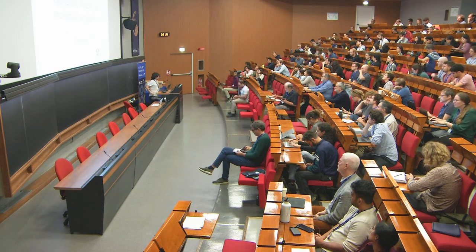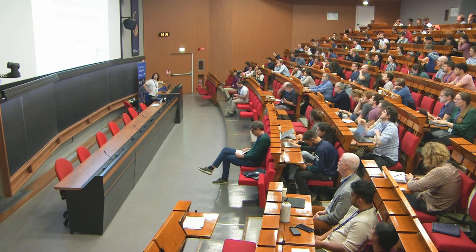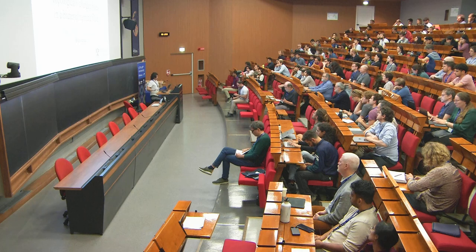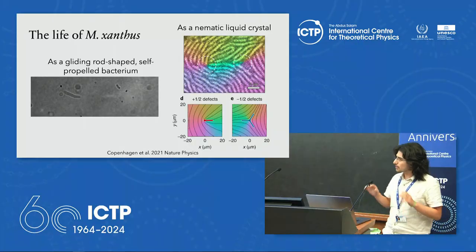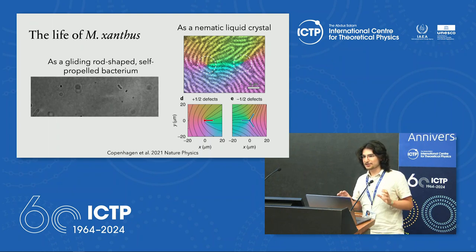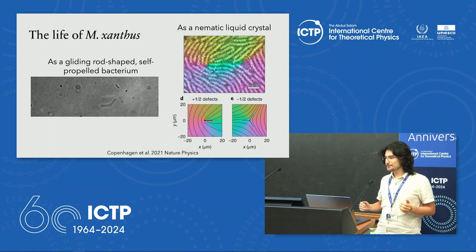Hi everyone, my name is Benjamin Figueiredo. Today I'm going to be talking about a project that I have just started. I'm in the tail end of my first year of my PhD. So I'm going to be talking about Myxococcus xanthus. Myxococcus xanthus is a rod-shaped bacteria that glides around on surfaces.